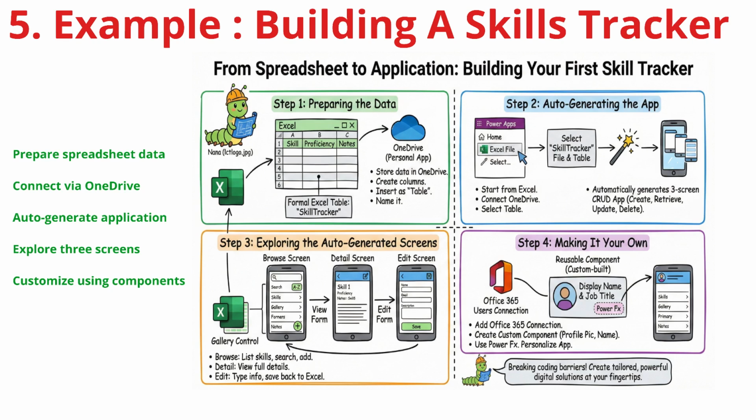Step 3 is exploring those auto-generated screens. You get a browse screen with a gallery to list and search skills, a detail screen to view full information via a view form, and an edit screen where you can type info and save it directly back to the Excel file. Finally, step 4 is making it your own.